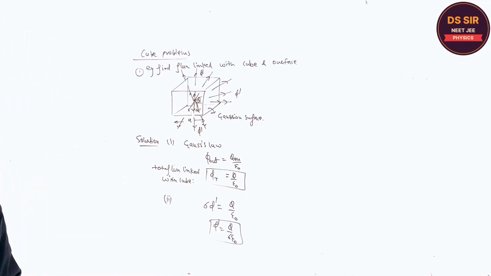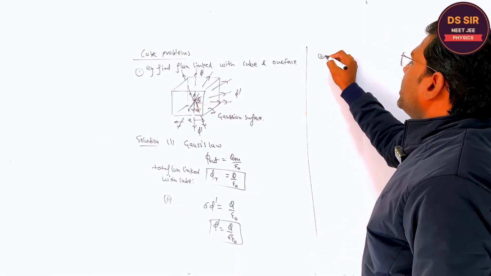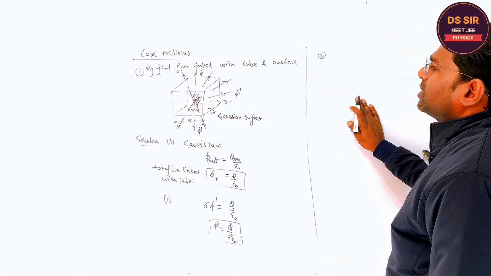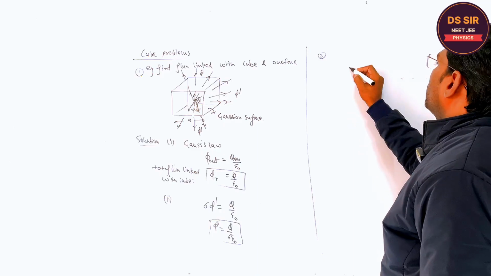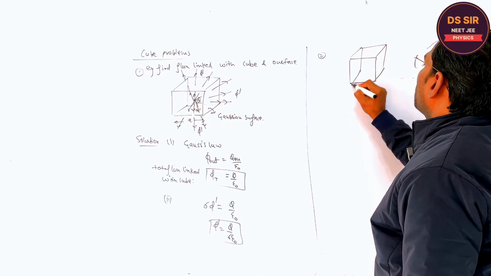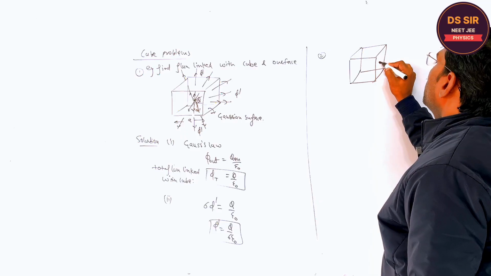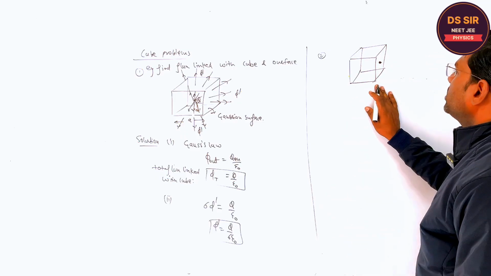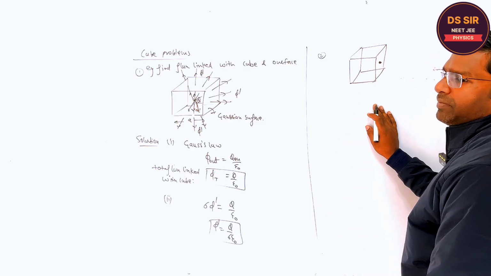Copy this. Now in the second case, if the charge is placed on one face, in the middle of the face, then what is the flux linked with this cube? You tell.